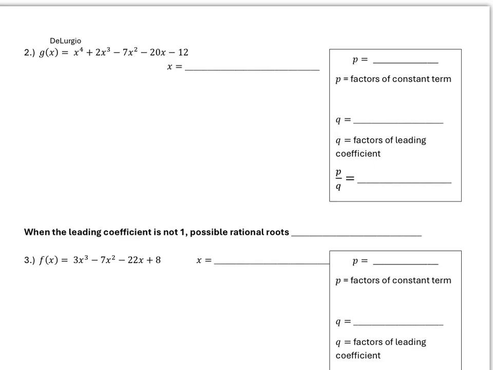So let's start by finding p, which are all of the possible factors of 12. So plus or minus 1, 12, 2, 6, 3, and 4. Those are all my factors of 12. And then q, which is the possible factors of my leading coefficient, which is 1, would just be plus or minus 1.